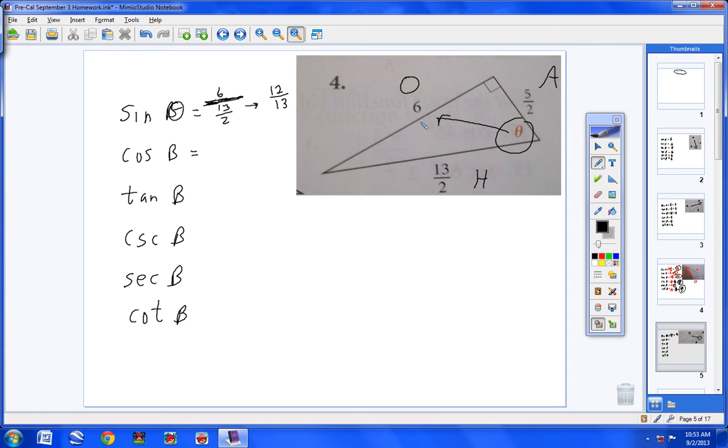Adjacent over hypotenuse. And by the way, if you're struggling with some of this, that's why you A, have my phone number and email, and B, that's why you come over on Mondays to know exactly where you're struggling and ask questions, okay? That's why we do that.